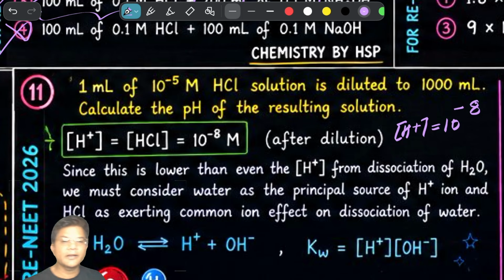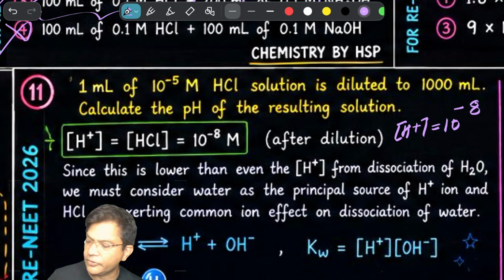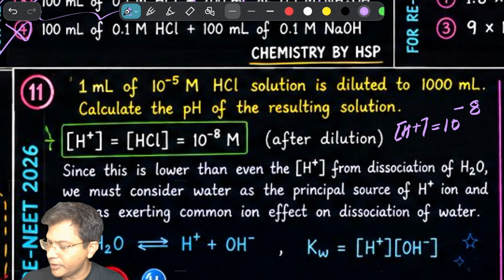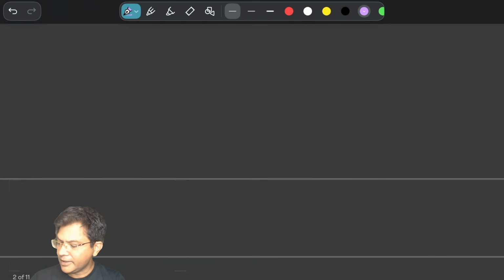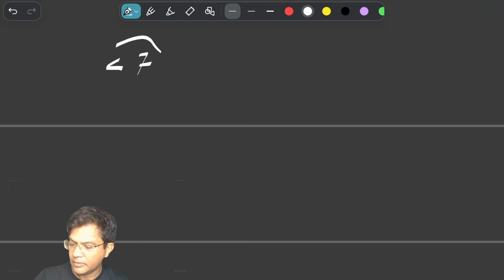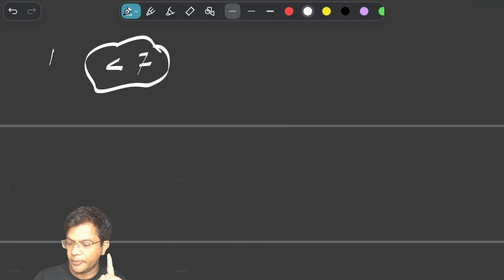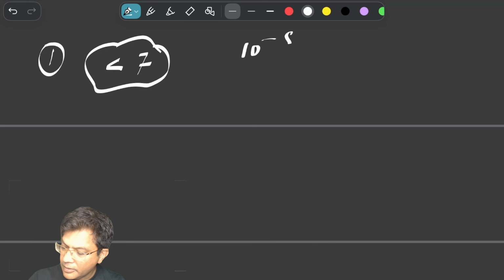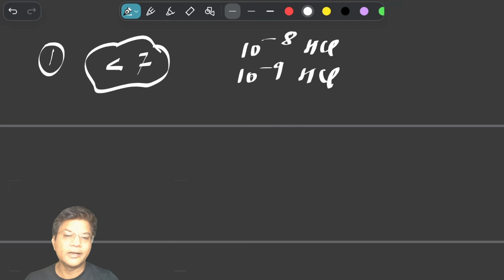Now, if you directly want to write down the answer, write down a little bit less than 7. This is the answer. This is the first approach. Whether 10 raised to power minus 8 is written for HCl, or 10 raised to power minus 9 for HCl, whatever is written, the answer will be slightly less than 7.